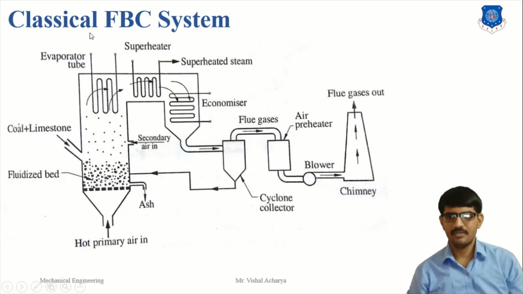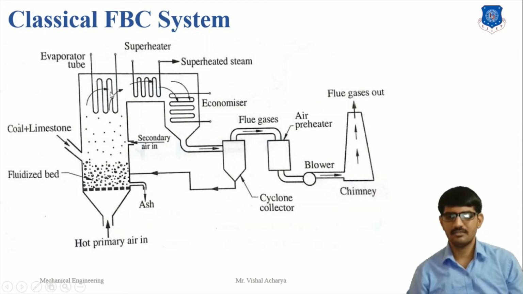Types of fluidized bed combustion. First is the classical FBC system. The main principle of the fluidized bed combustion is the same. Overfeed and underfeed stokers are available for the classical FBC system. In the overfeed stoker, the coal and dolomite mixture enters here, and the bed of fuel and the immersed tubes in the fluidized bed depend upon the size of the fluidized bed. Hot primary air is supplied here and the gas outlet is here. For better combustion efficiency, we supply secondary air.